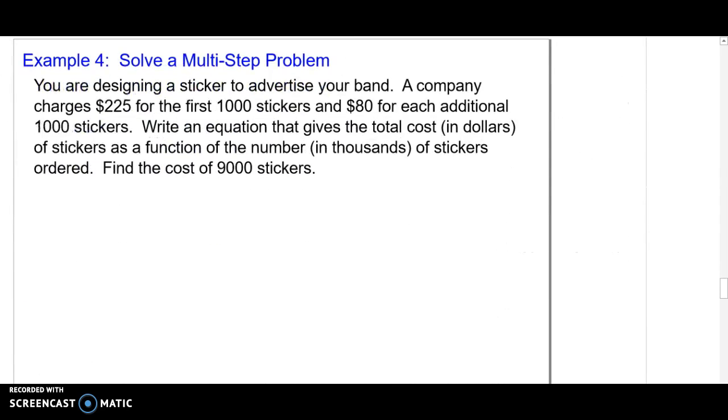All right, a multi-step problem. So you are designing a sticker to advertise your band. A company charges $225 for the first 1,000 stickers and $80 for each additional 1,000 stickers. Write an equation that gives the total cost in dollars for the number in thousands of stickers ordered. Find the cost of 9,000 stickers. I am going to pause here and allow you to try this.